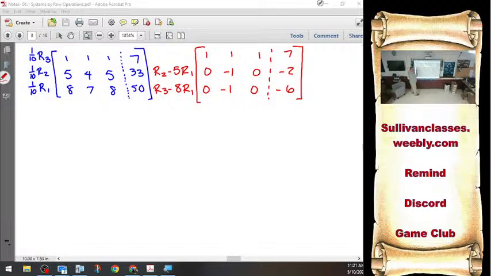What did those last 2 rows say? What does this say?